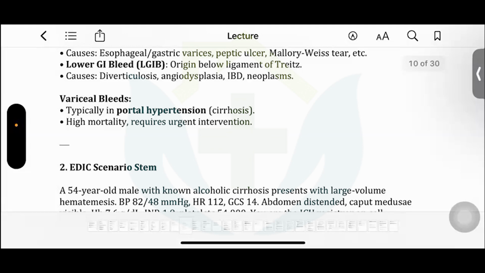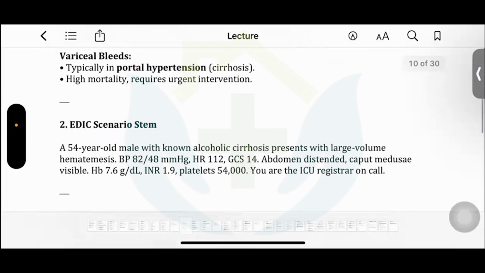Why is it important for us as intensivists? Because it has high mortality, and given urgent response, the chances of survival of these patients are very good. So we will have a situation: a 54-year-old male with known alcoholic cirrhosis presents with large volume hematemesis. Blood pressure is low, 82 by 48. Heart rate is 112, GCS is 14, abdomen is distended because of ascites, there is caput medusae. Hb is only 7.6 grams because he's come with large volume hematemesis. INR is 1.9 because he has cirrhosis.